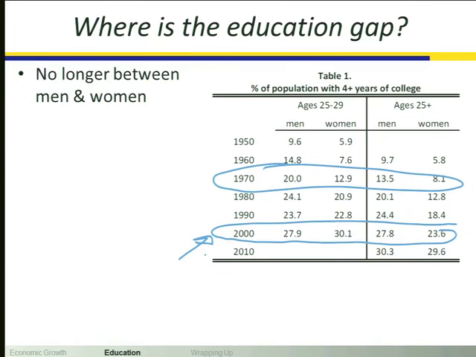So no longer was it the case that more men than women had graduated from college. Now, in your cohort, it's likely that it will be more women than men will have graduated from college. The overall effect includes the generations that were born in the teens and the 20s and the 30s and the 40s who are reflecting these much larger differences.